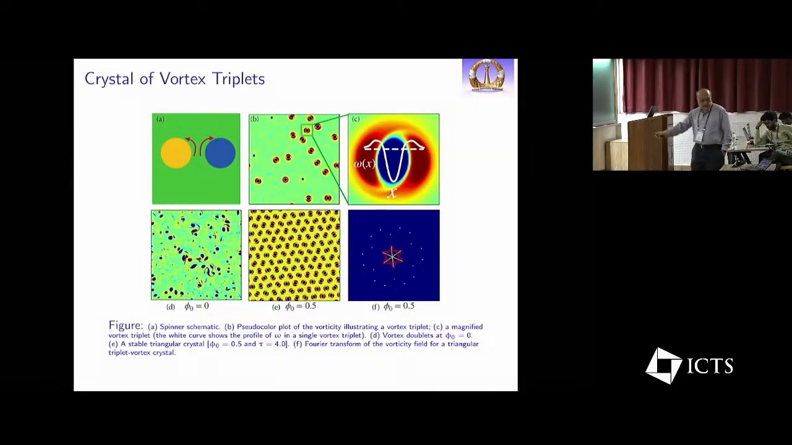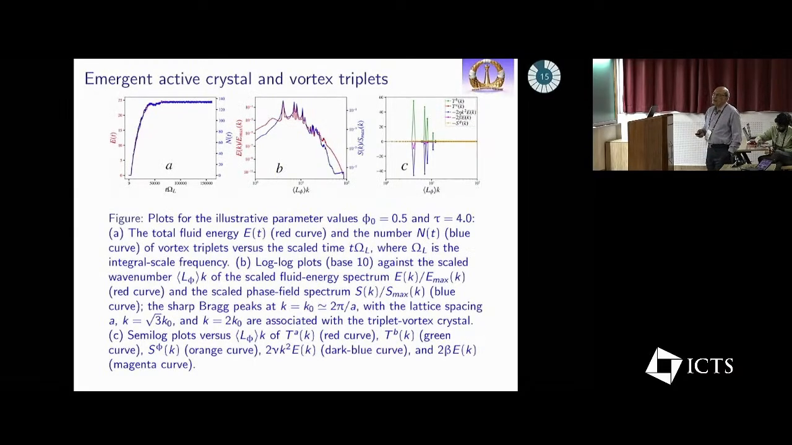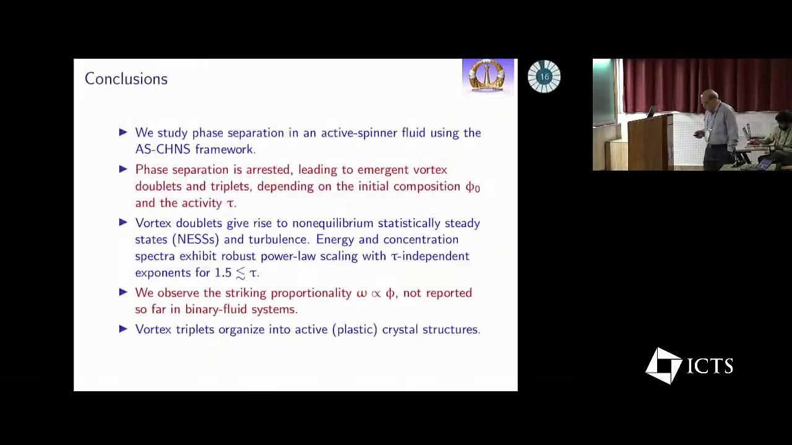Now, if you change parameters, for example, the mean concentration, you can get a very remarkable phase. First of all, it's made up not of vortex doublets, but of vortex triplets. And as you change this mean concentration, lo and behold, you get a crystal that would warm the cockles of a solid state physicist's heart, because that person would take a Fourier transform and say, this is the reciprocal lattice for a triangular lattice. And it's made up of these basic objects, which are vortex triplets. And you can characterize all that in detail with all these measures, but let me not bother you with details.